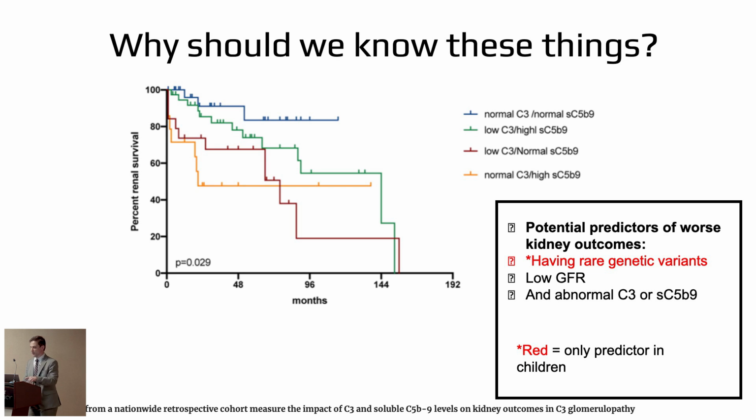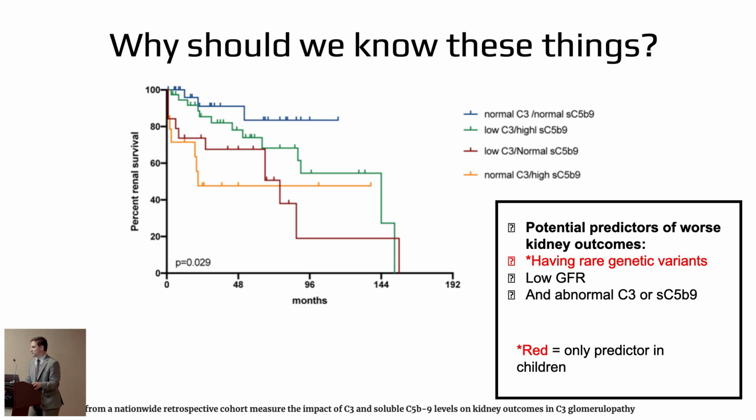And this is an example of kidney survival, and that's the percent survival on the y-axis here, and this is time on the x. And depending on your levels of those markers can tell us reasonably how well your kidney might survive over the next 5 to 10 years.